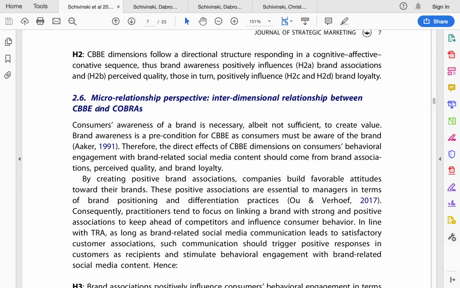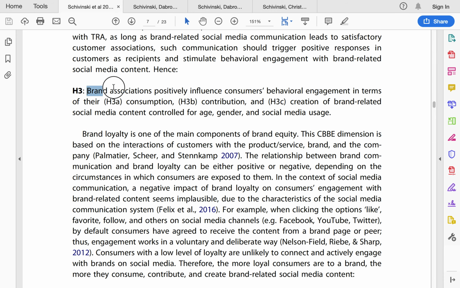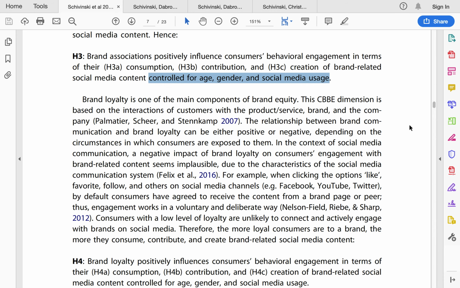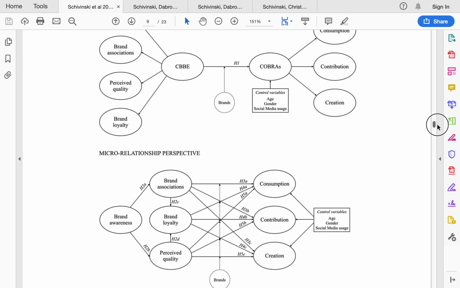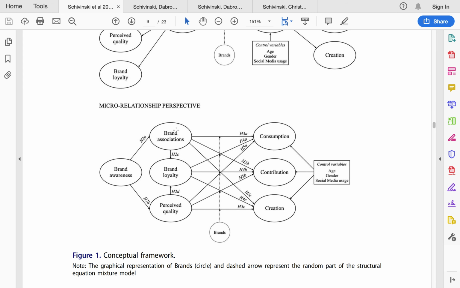Let's see here. Brand associations positively influence consumer behavior engagement in terms of consumption, contribution, creation, controlled for age, gender, and social media usage. Let's check the model. In other words, brand associations here, 3A, 3B, 3C, okay? Positively influences consumption, contribution, and creation of social media content. And this is controlled for age, gender, and social media usage. I hope it makes sense. So far, so good?